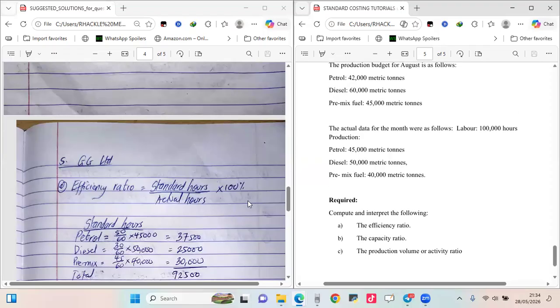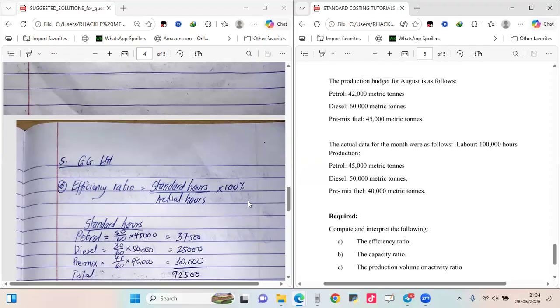Now, the question didn't give us standard hours, right? So you have to look for the standard hours we used for the actuals we are having here. We have to get the standard hours for actual production. And that's what we are coming to do.